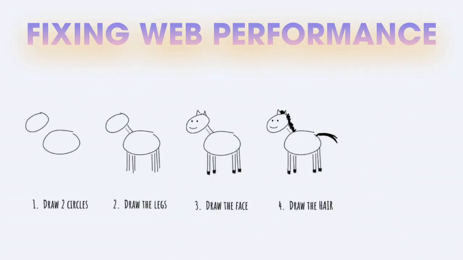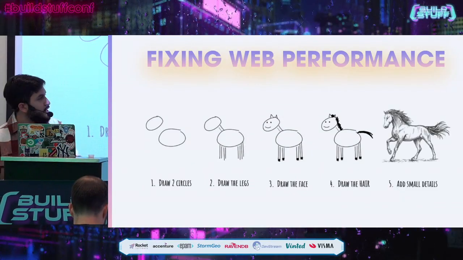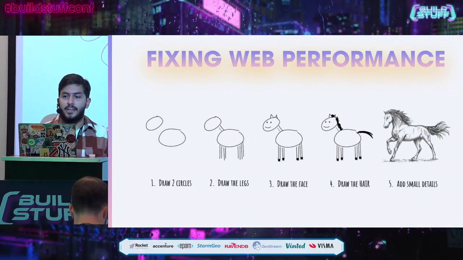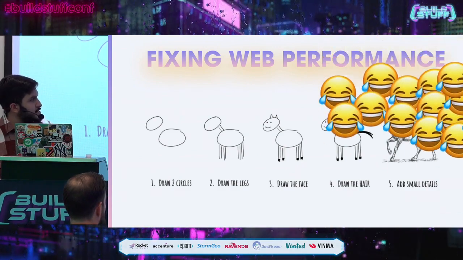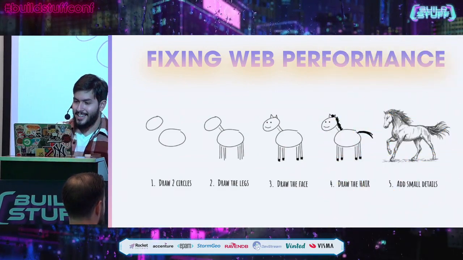And whenever I see this kind of thing, I feel like it's kind of a joke about how web performance is easy. It's just like drawing a horse. You have 4 basic steps, and then you just add some tiny details. And yes, this was supposed to be the joke of the talk.